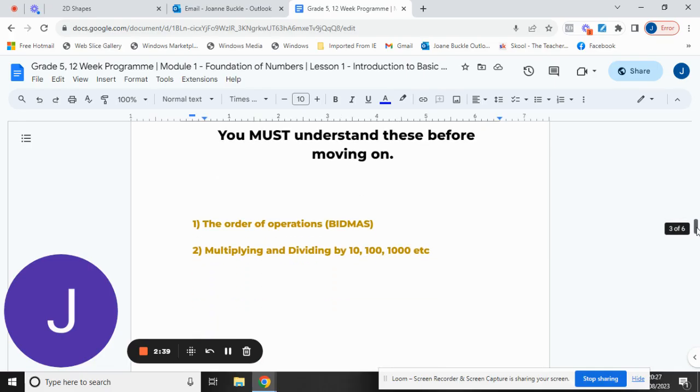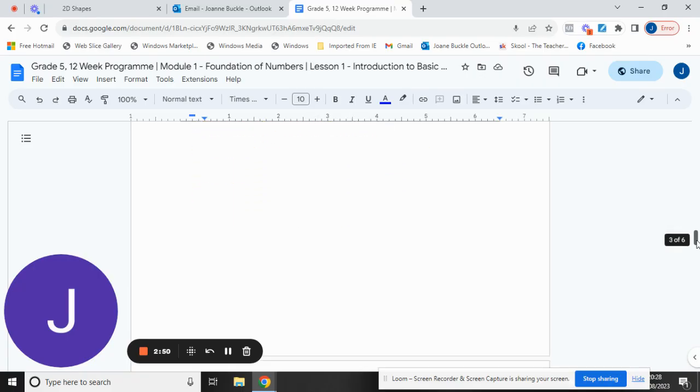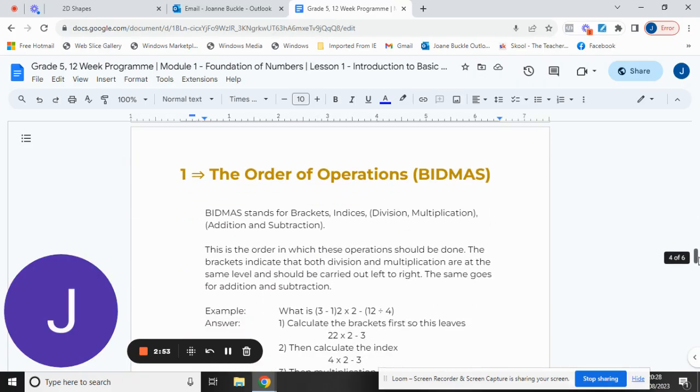So the first one is the order of operations. You might also know that as BIDMAS. Multiplying, dividing by 10, 100, 1,000, etc. Okay, there may be a few more bits on this when you next listen. So number 1, order of operations.